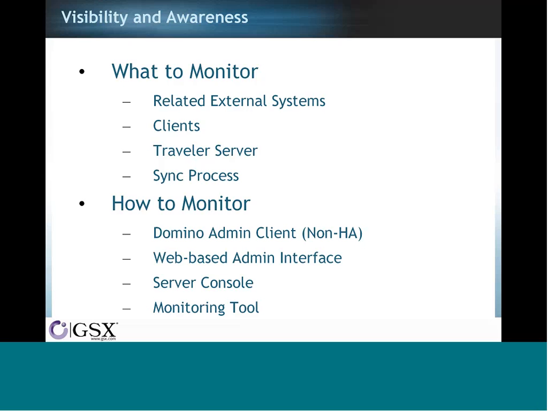So there are several ways to see how these components are functioning. For non-high availability implementations, the Domino admin client can be used to view device data and issue administrative commands. The web-based admin interface is primarily used for user, device, and security settings, but in a high availability implementation, it will show server status and an availability index. The main interface for monitoring Traveler is the server console, which provides access to detailed metrics on the various Traveler components. External monitoring tools can help and automate a lot of these pieces, monitoring the server metrics and alerting on issues.